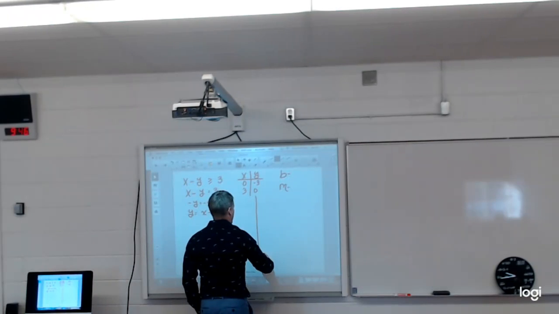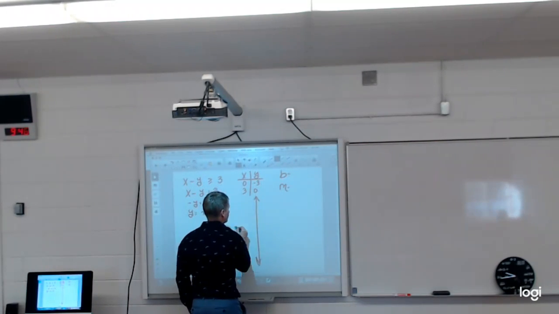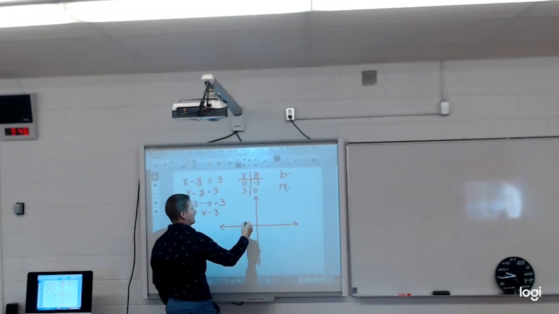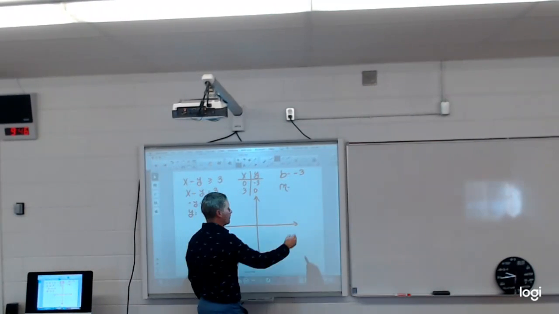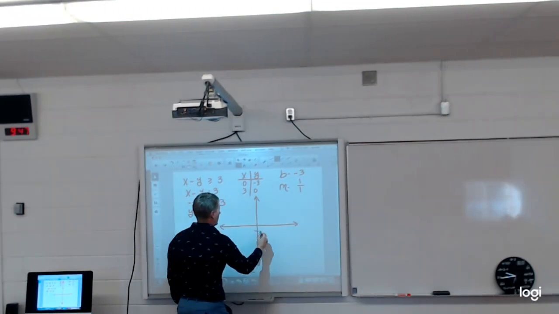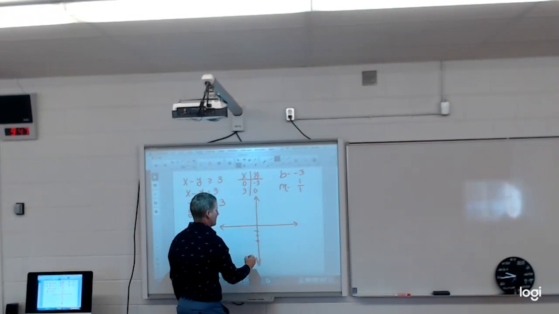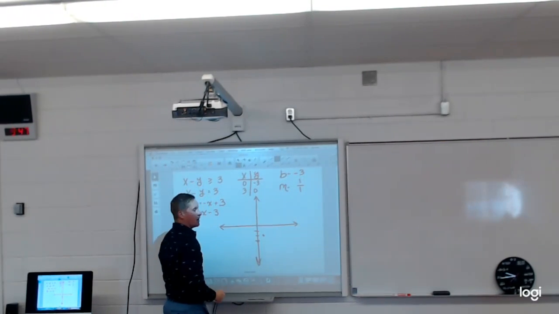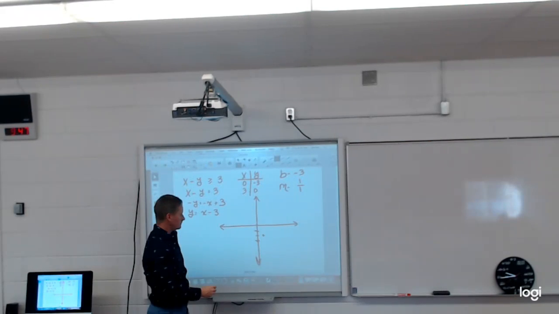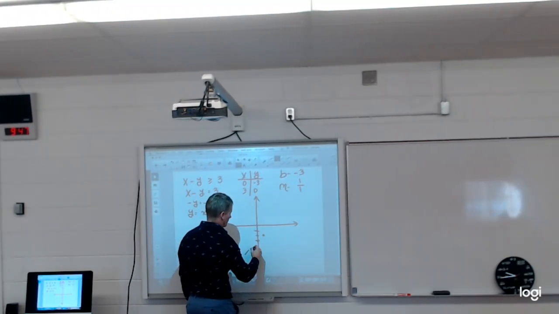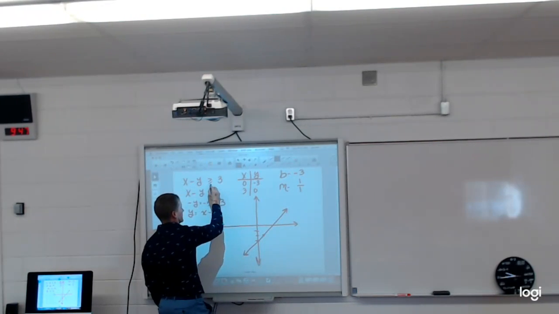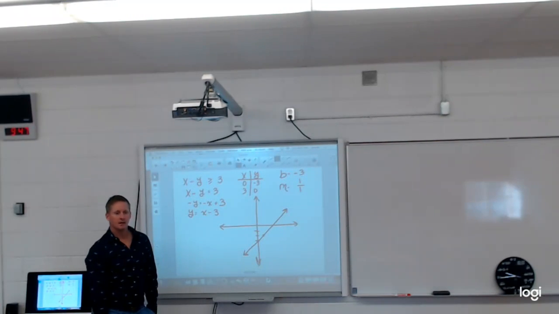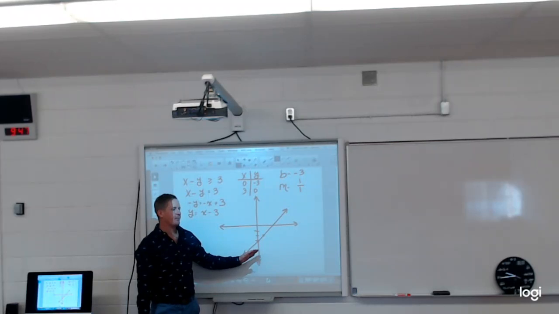Okay, so we got that. So what's my y-intercept? Negative 3. What's my slope? 1 over 1. 1, 2, 3, right to here. Up 1, right 1. Solid or dashed? Solid. Why? Because of the equals to. That means that the solution can be a part of that line.